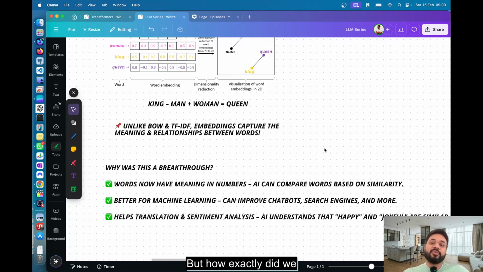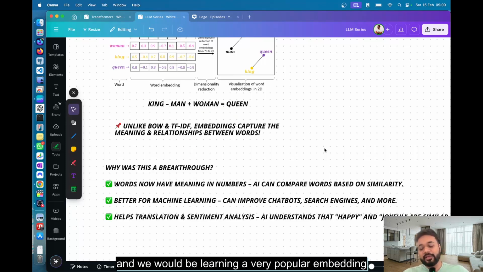But how exactly did we train these kind of word vectors, right? So stay tuned for that, and we will be learning a very popular embedding representation, which is known as word2vec, in the next video.